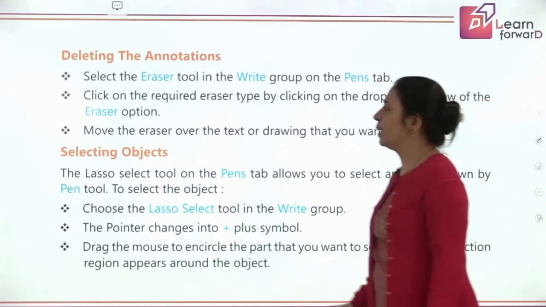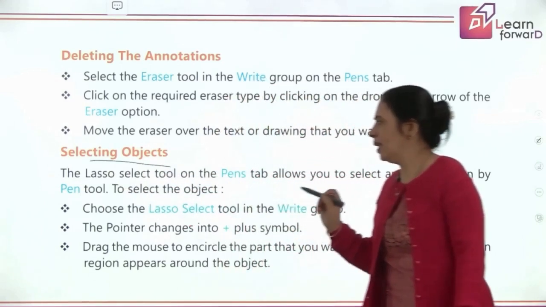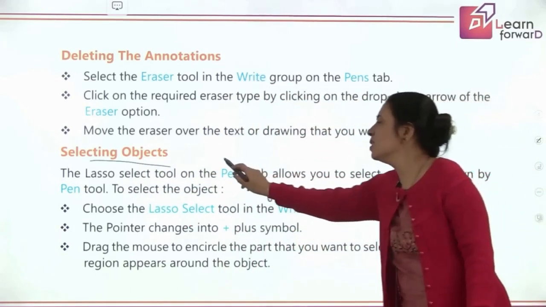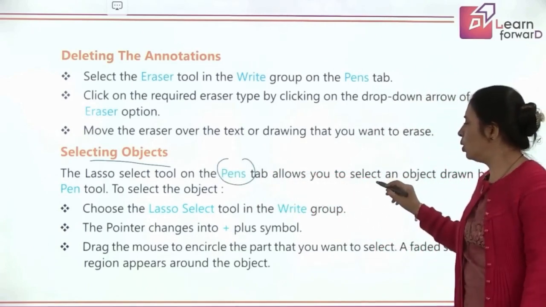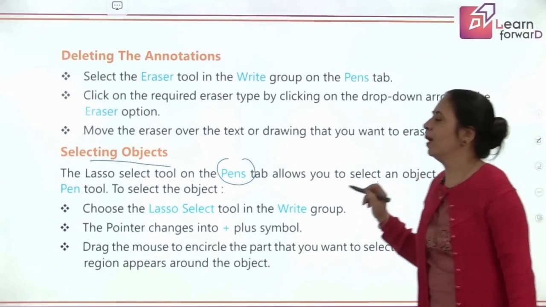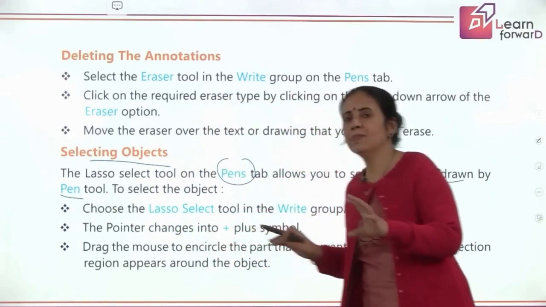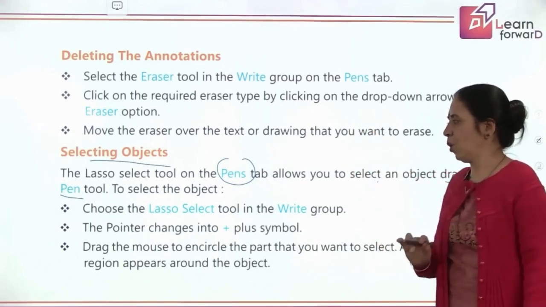Now, selecting object. So, there is a lasso, the lasso select tool which exists on the pen tab also allows you to select the object drawn by the pen tool. Okay, so this is for the random selection of a particular object.